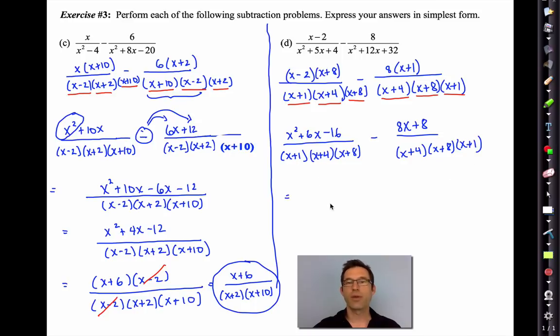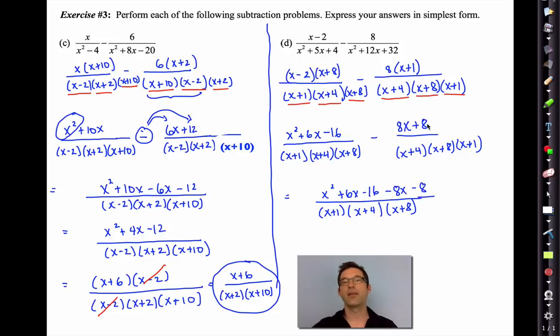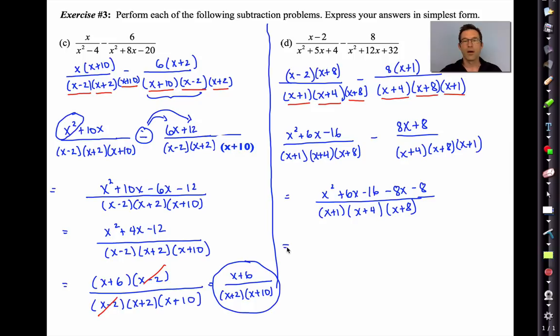I think I want to combine these into only one fraction now. So that common denominator, x plus 1, x plus 4, x plus 8. Then this one is x squared plus 6x minus 16. And this one is negative 8x minus 8. Distribute that negative to both of them. All right, time to combine some like terms. Nothing combines with the x squared. 6x minus 8x is negative 2x. And negative 16 and negative 8 is negative 24. Whew.